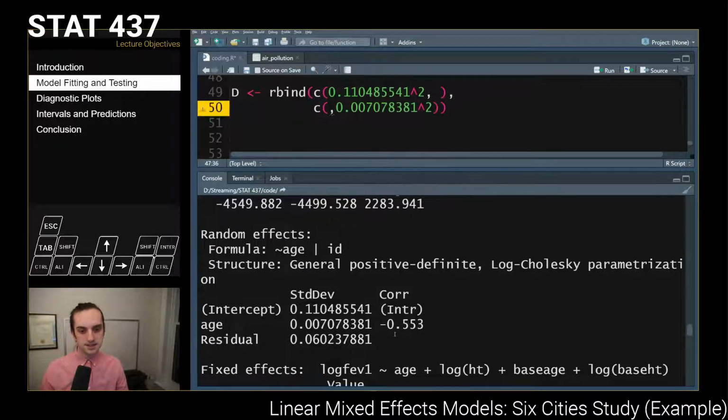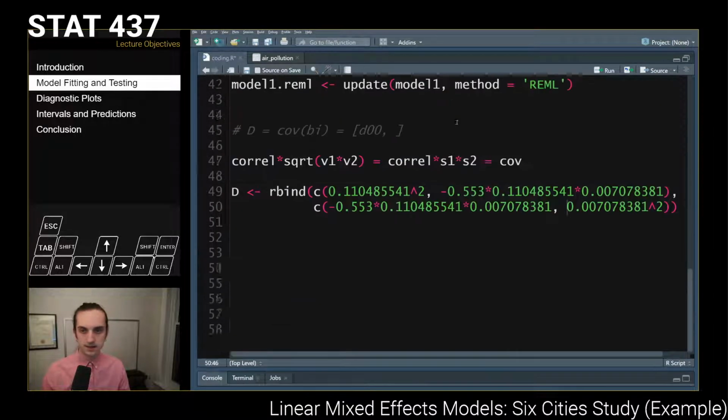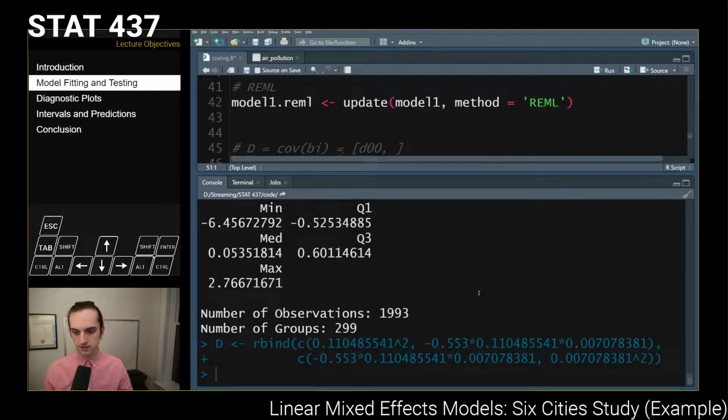And so what that means is by taking this negative 0.533 here, and multiplying it by each of these standard deviations, so I'm just copying and pasting these values in here, that will give us the covariance. And so then I can copy this down. It's going to be a symmetric matrix, and I can run this all down here.